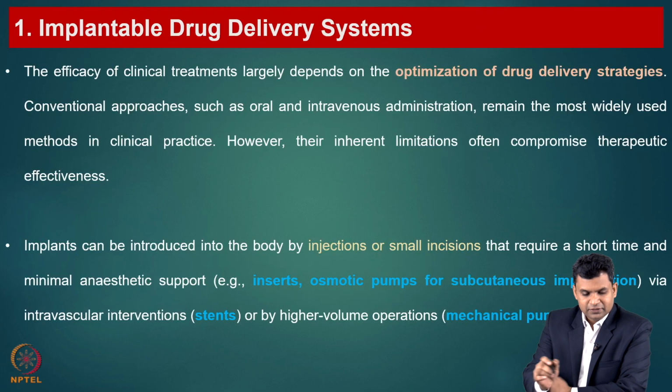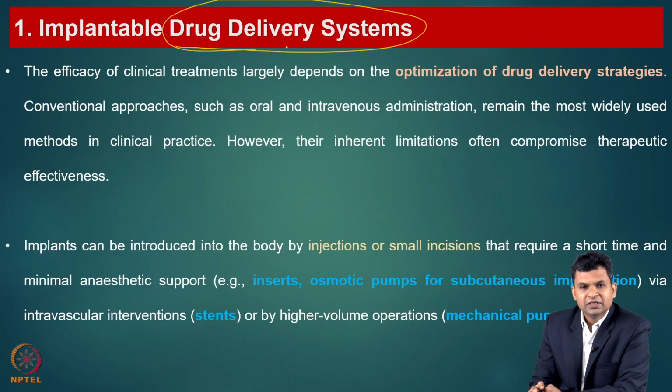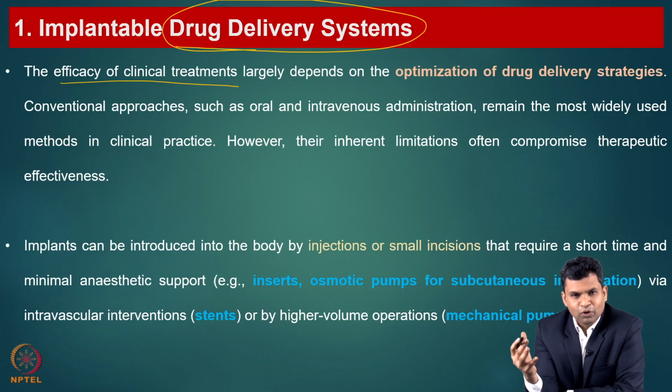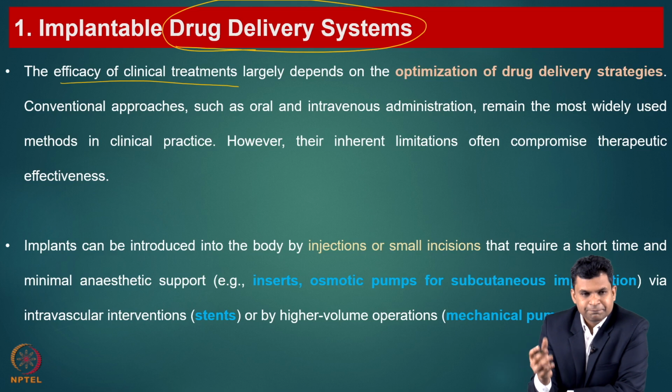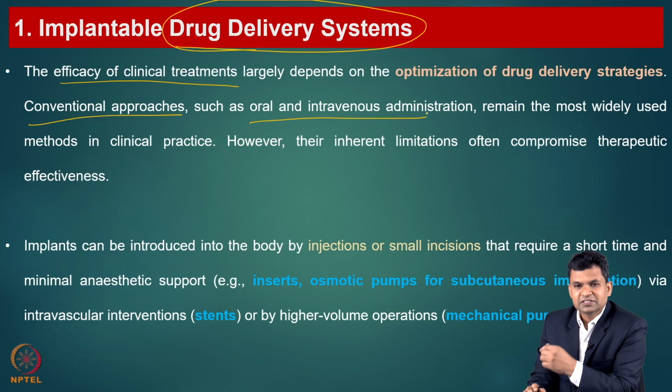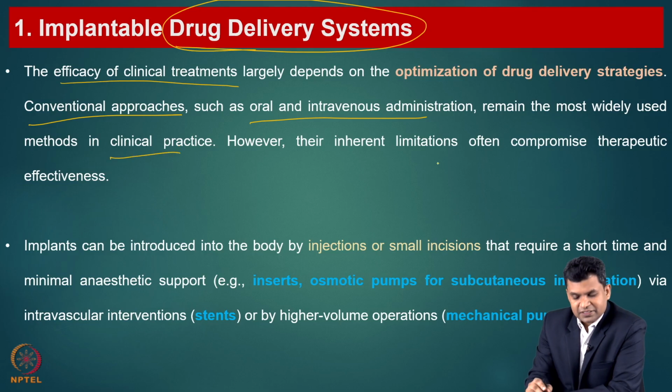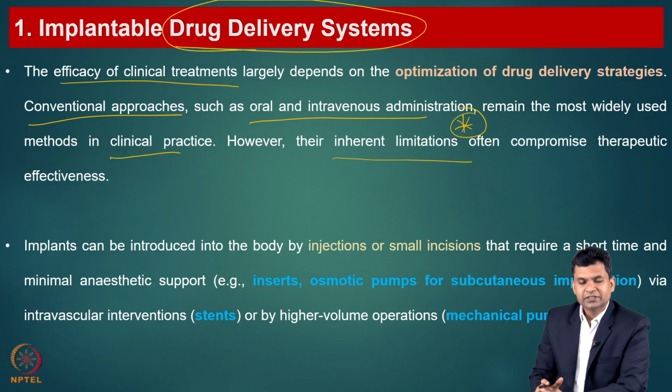As we know, the optimization of the drug delivery system will definitely affect the efficacy of the clinical treatment. So, your delivery system is always very important for effective treatment. We know the conventional approaches are oral and intravenous administration, which we commonly use in clinical practice. But yes, they have inherent limitations because of the barriers available in the body, and also instability issues.